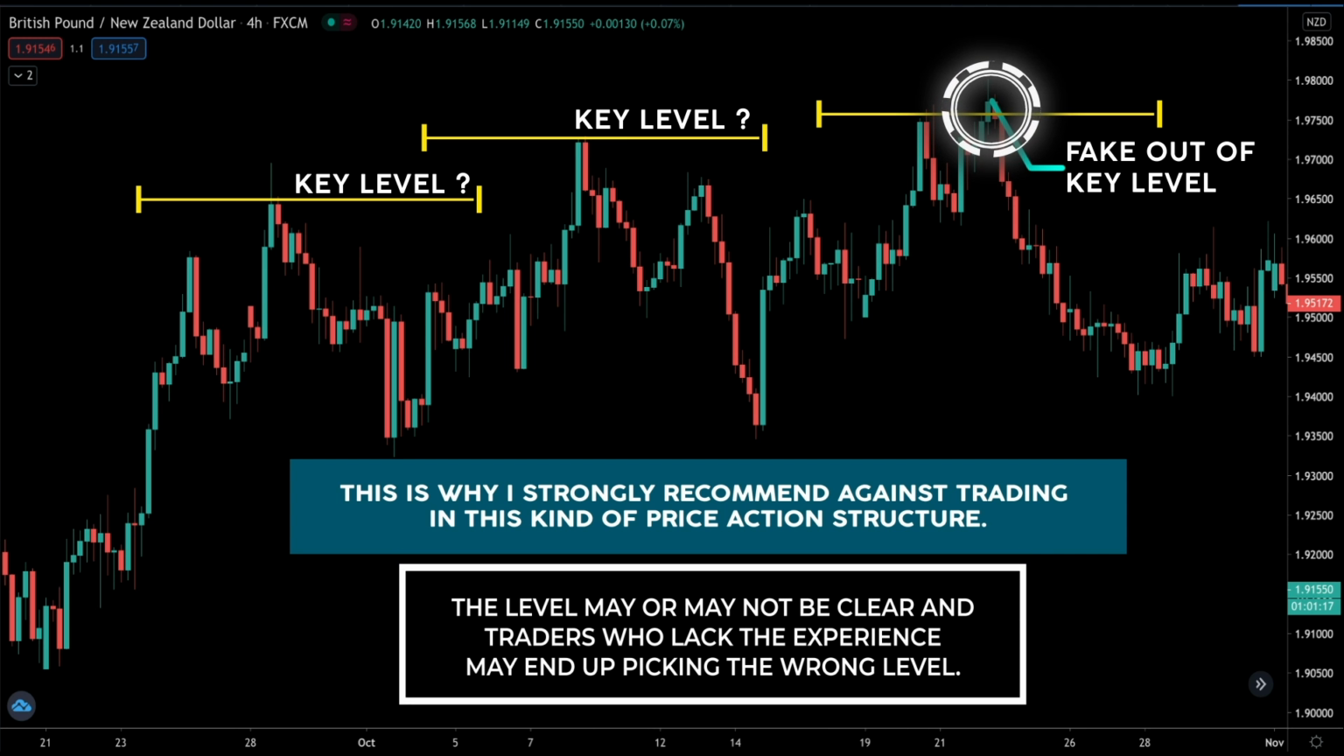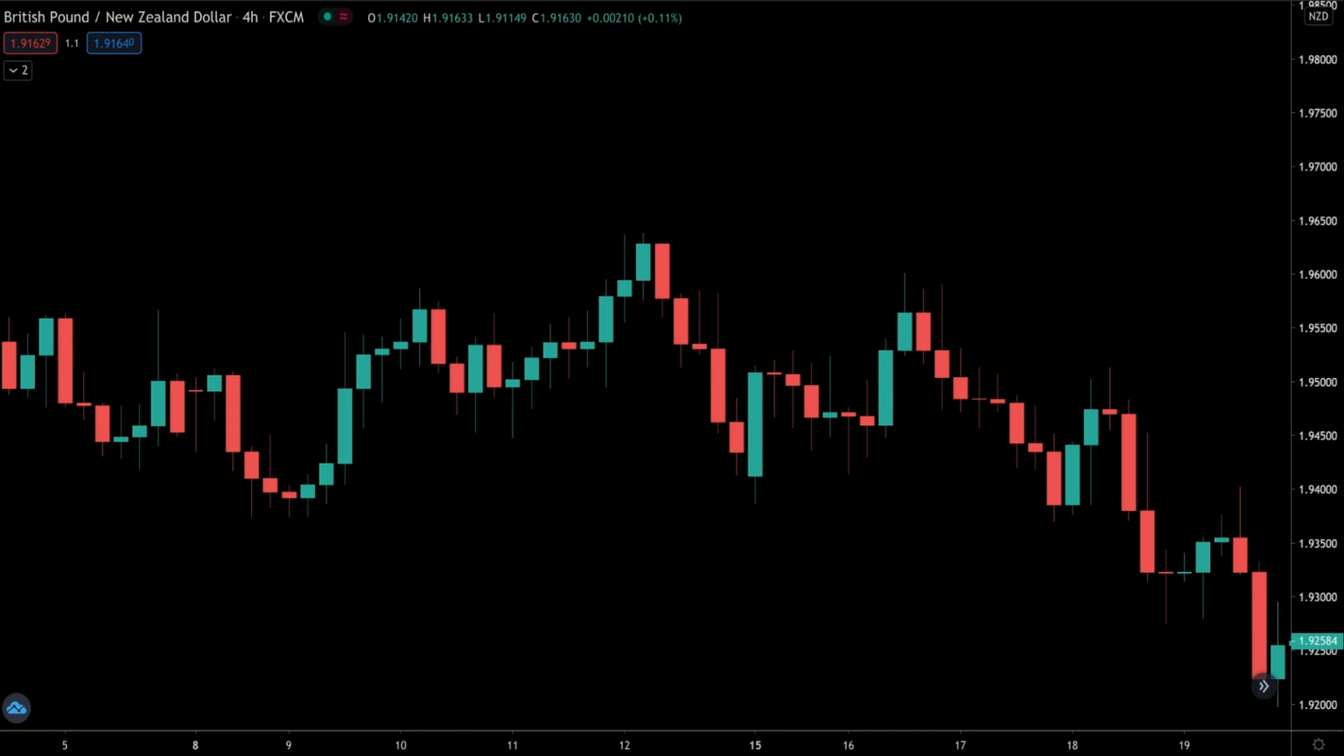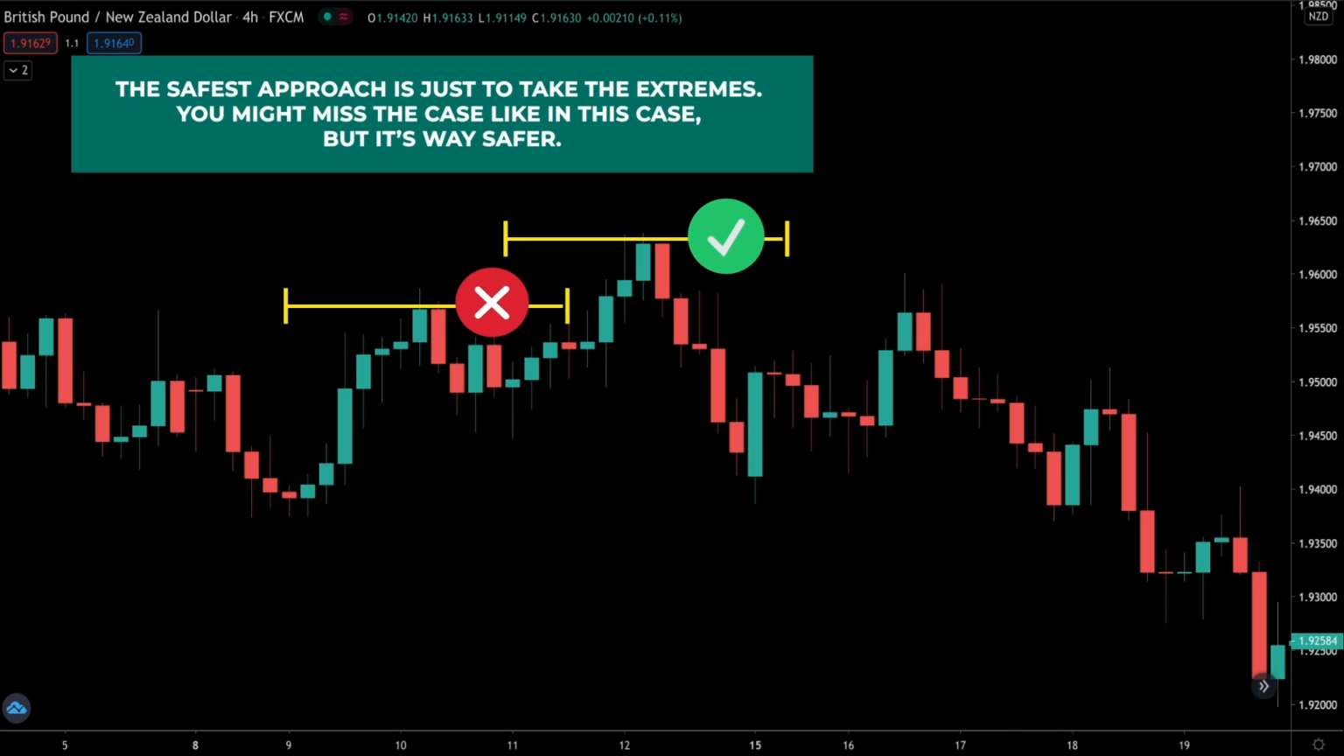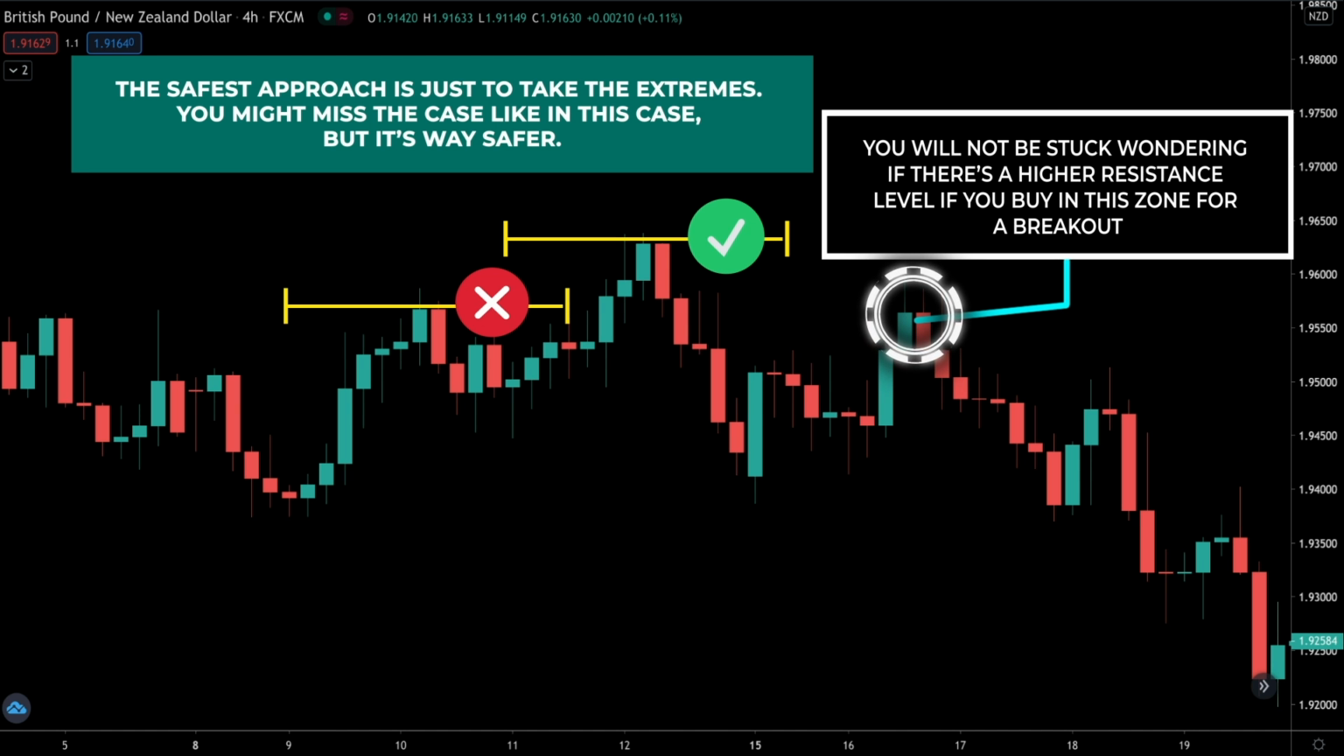The level may or may not be clear, and traders who lack the experience may end up picking the wrong level. For this reason, if you want to identify the key levels in this ranging price action structure, the safest approach is just to take the extremes. This is very important, and I will repeat myself. In a ranging price action structure, always take the extremes. This way, you will know for a fact that anything above or below the level means a breakout. You will not be stuck wondering if there's a higher or lower level that may prevent price from moving further.